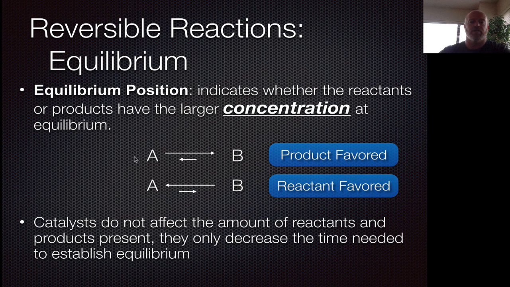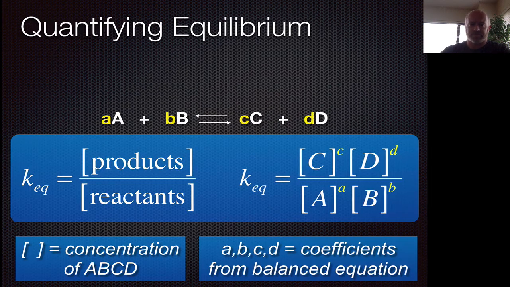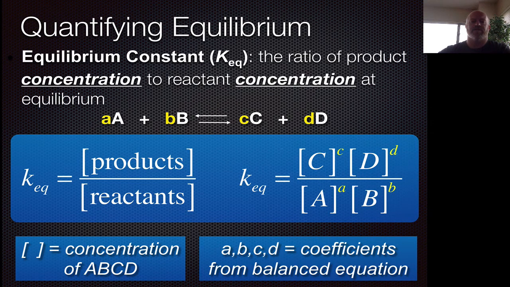Once we get this idea of what is product favored versus what is reactant favored, we can start building our equilibrium expressions. To build an equilibrium expression, we need our equilibrium constant, which is our KEQ. We know that's the ratio of product concentration to reactant concentration at equilibrium.